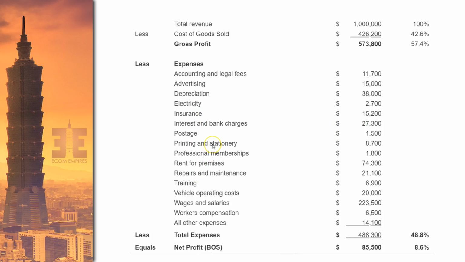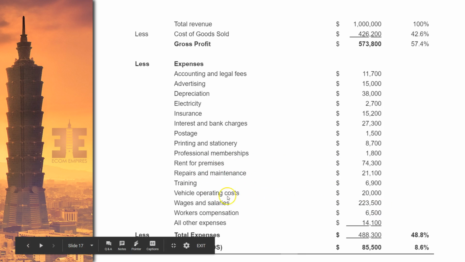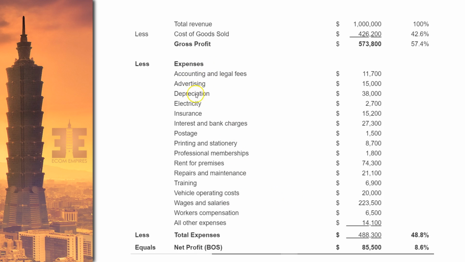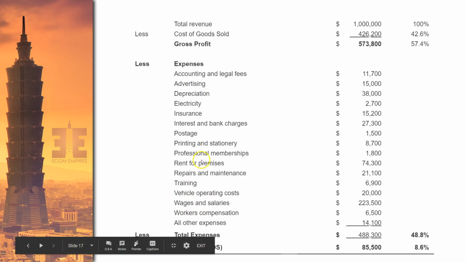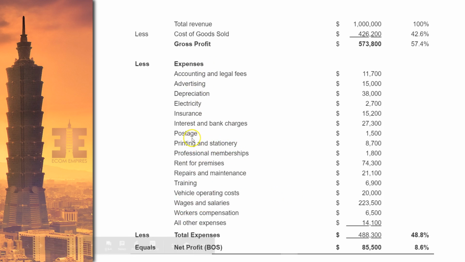All these different things. Now, this is an example for an actual physical location business. As you can see, they have rent and all these other things, vehicle operating costs. So yours could be very different, but the point of why I showed you this is to be considering all of your fees, okay? Everything that you're paying, printing and stationery, postage, all these things that are adding up to leak money out of your business, okay? You want to be keeping track.